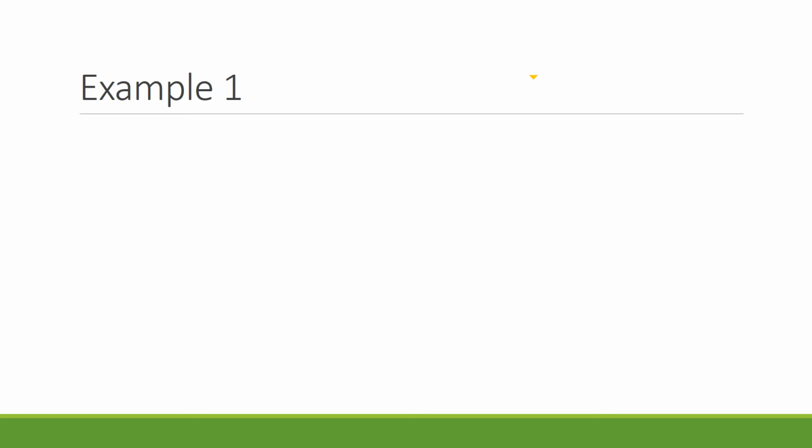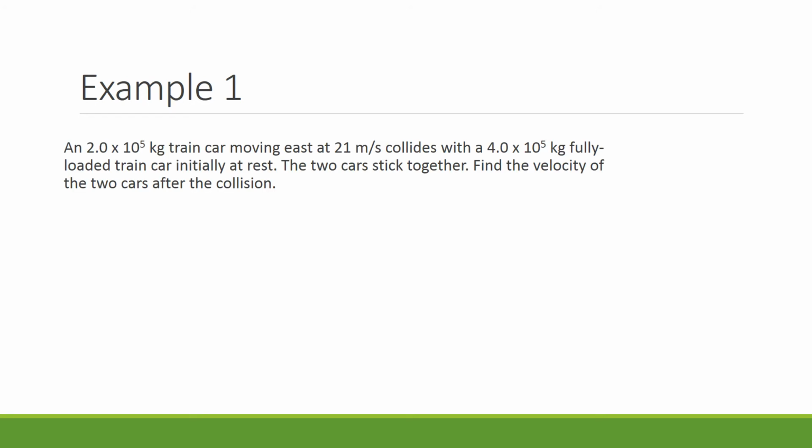Now let's continue with perfectly inelastic collisions and take this practical example. A 2 times 10 to the power 5 kilogram train car moving east at 21 meters per second collides with a 4 times 10 to the power 5 kilogram fully loaded train car initially at rest. The two cars stick together. Find the velocity of the two cars after the collision.